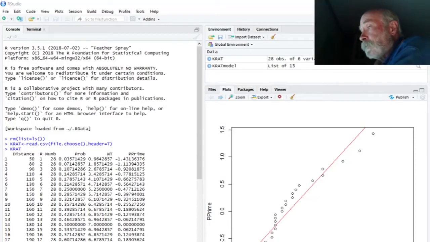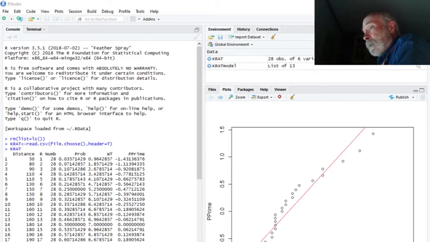Let's do a logistic regression. These are the data I spoke about in class, namely we're trying to estimate the area of effect for cattle tanks on kangaroo rat populations. What happened in this data set was that there were 28 transects that were performed radiating out from the cattle tank.